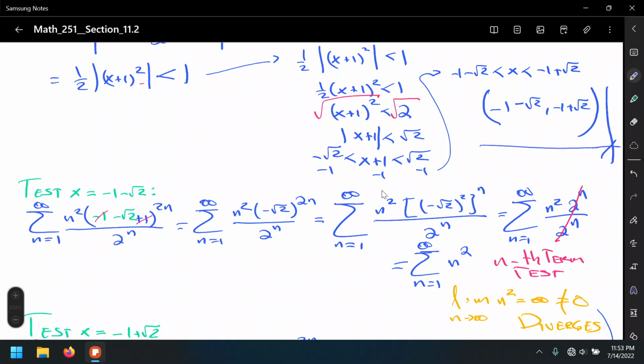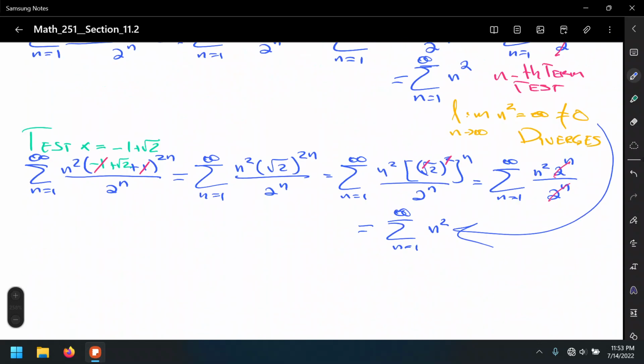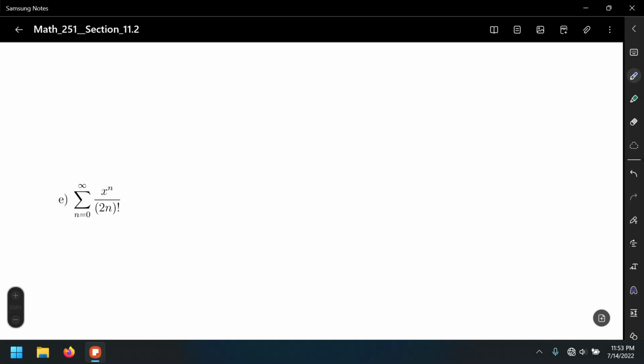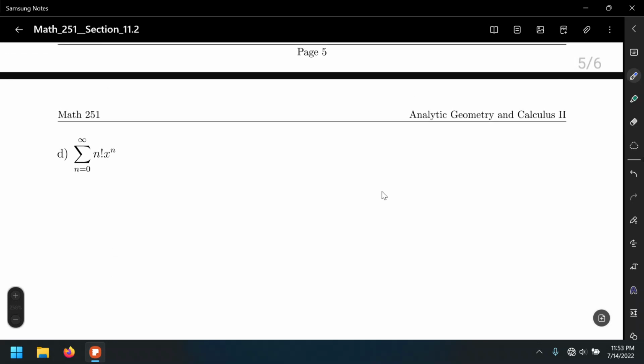All right, so for the next example, so what do we have? For letter D, n factorial x to the n. So I'm going to let you try this one, and once you're done, how about you try letter D and letter E and see what you get. And if you want to see the solution, check the next video.